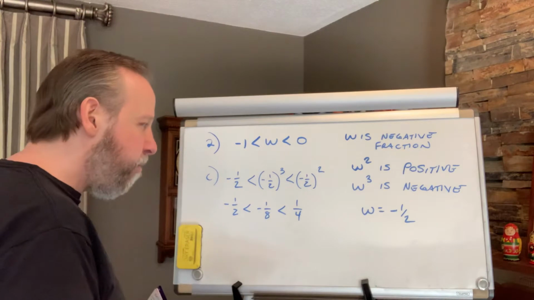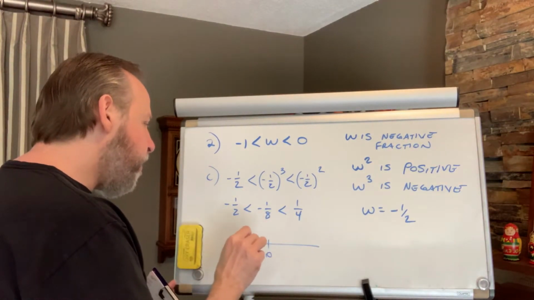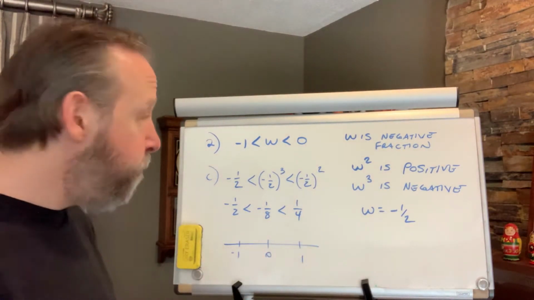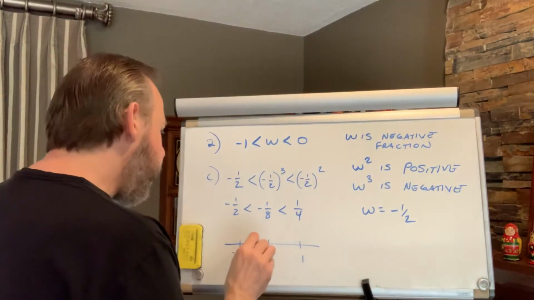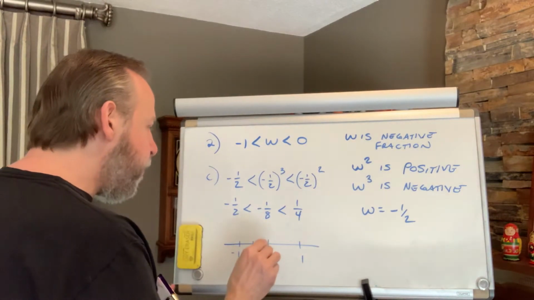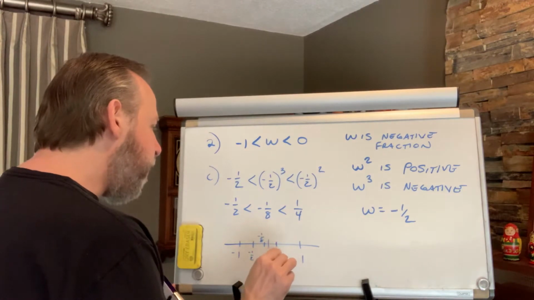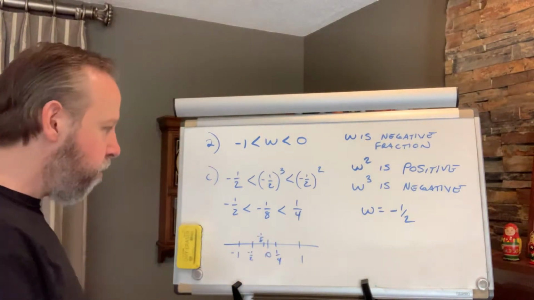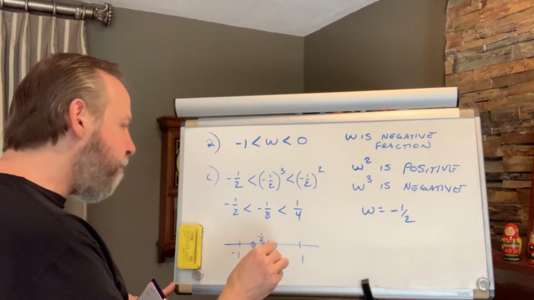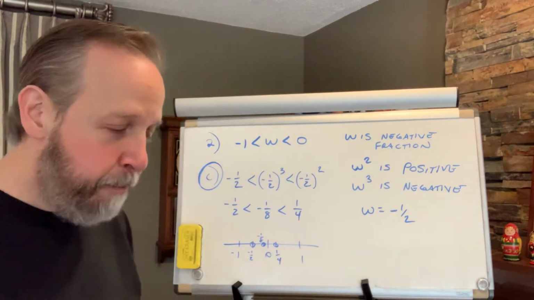This is a true statement. On a number line, if this is 0, I'll say this is -1, and this is +1, because everything falls within that range. -1/2 is over here. -1/8 is much closer to 0. And +1/4 is about over here. That's the right order. -1/2 is less than -1/8, which is less than +1/4. The answer is C. I don't even have to test for D. It's not necessary.